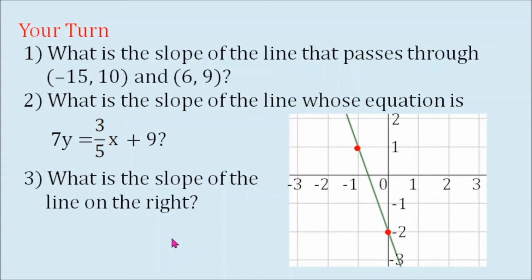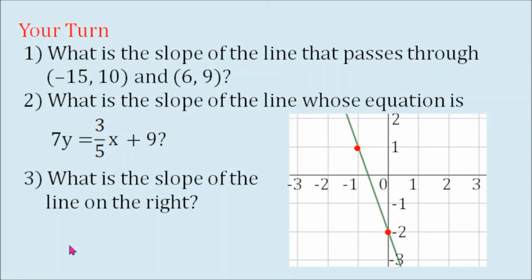Now, your turn. Number 1. What is the slope of the line that passes through point negative 15, 10, and point 6, 9? Number 2. What is the slope of the line whose equation is 7y equals 3 over 5x plus 9? And number 3, what is the slope of the line on the right? You can pause the video and take your time working on these 3 items.